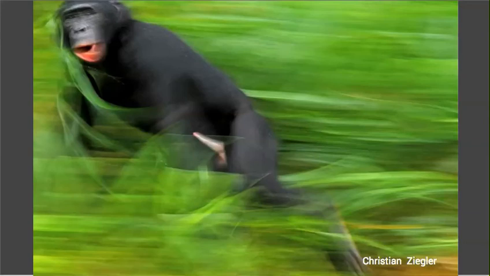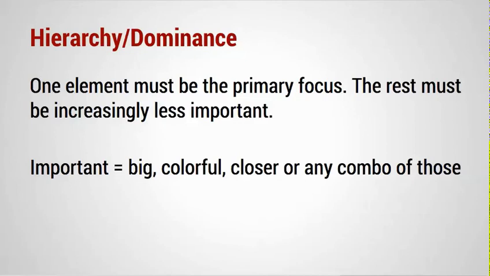Red is complementary to green. It's opposite green on the color wheel, which means it pops against a green background. So our eye is immediately drawn to this chimpanzee's face because of contrast.